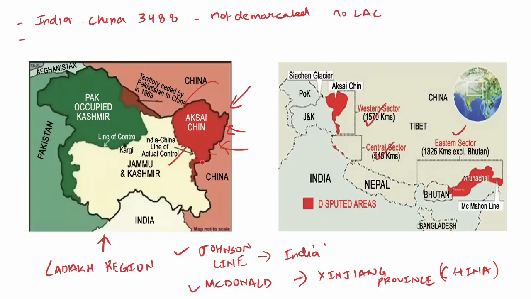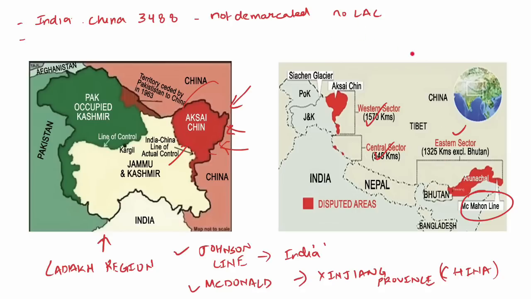Currently, the Line of Actual Control separates India and China in the absence of any mutually agreed boundaries. But as there is no mutually agreed boundary, there is a difference of perception about the alignment of the line. In the eastern sector, on the other hand, there is the presence of the McMahon line.